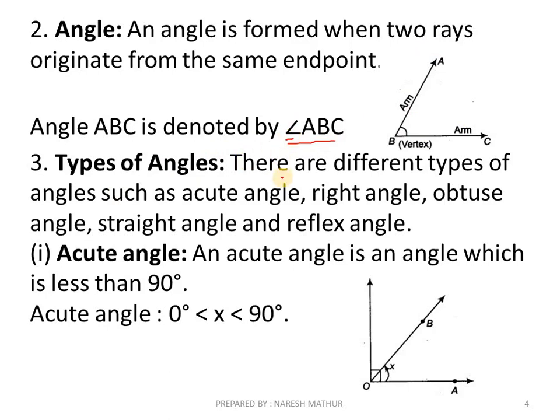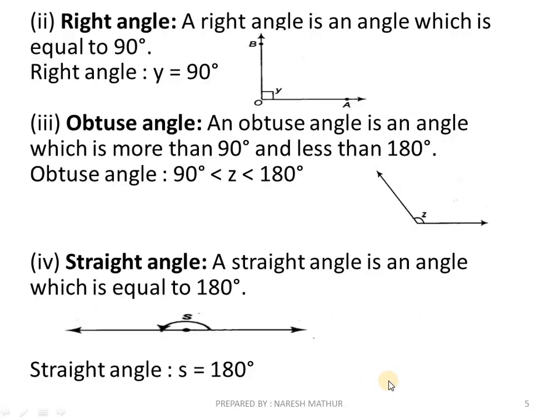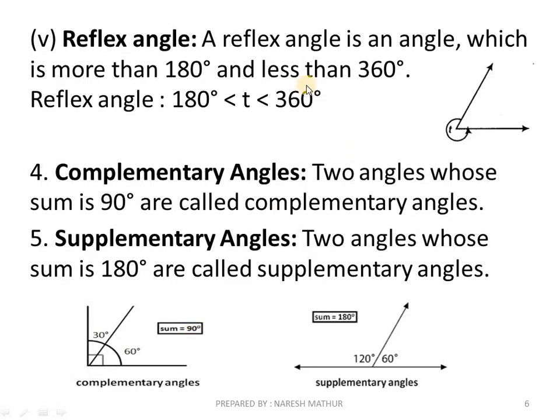Now we have the next point, which is types of angles. There are many types of angles: acute angle, right angle, obtuse angle, straight angle, reflex angles. Let's study one by one. The angle between 0 degrees and 90 degrees is called an acute angle. The angle equal to 90 degrees is called a right angle. The angle between 90 and 180 is called an obtuse angle. An angle of 180 degrees is called a straight angle. The angle between 180 and 360 is called a reflex angle.